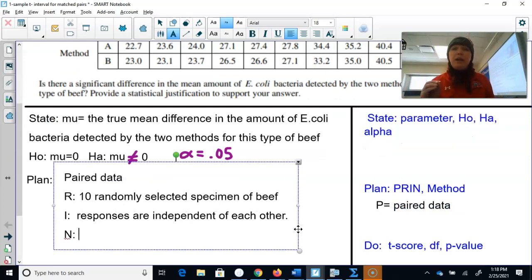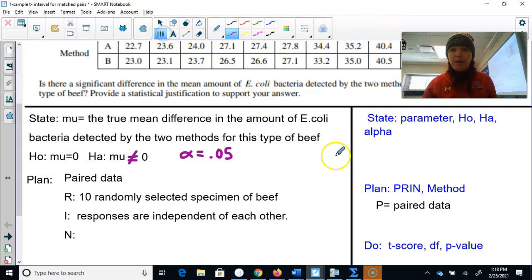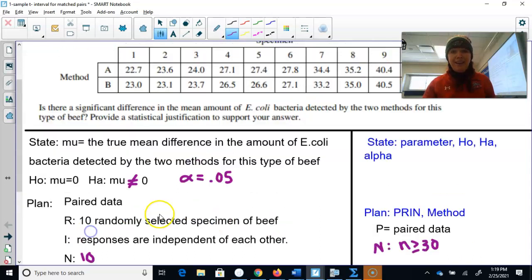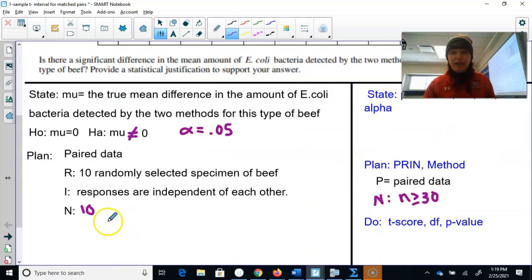So what we need to look at is we have to have an action step here, okay? We have to have an action step here, and there's a reason for that. For our N, ladies and gentlemen, we are dealing with means. We are still wanting to know that our sample size is greater than or equal to 30. Well, our sample size is not greater than or equal to 30. It is 10 here, I believe, right? Yes, 10. 10 is not greater than or equal to 30.